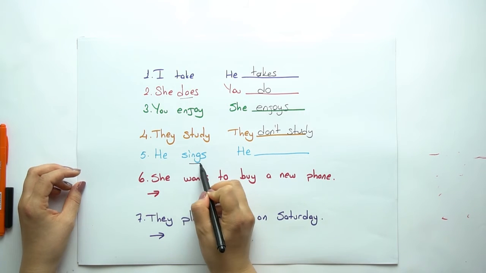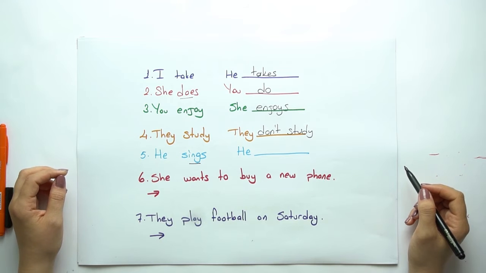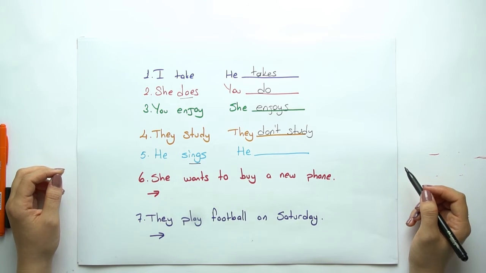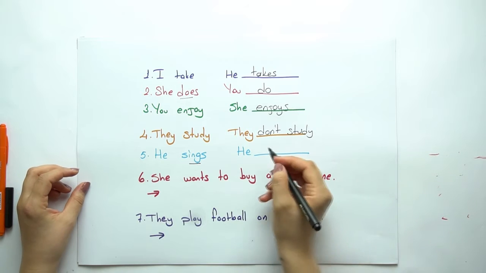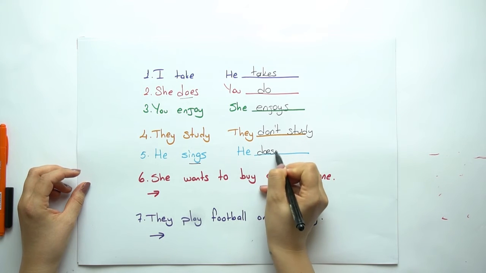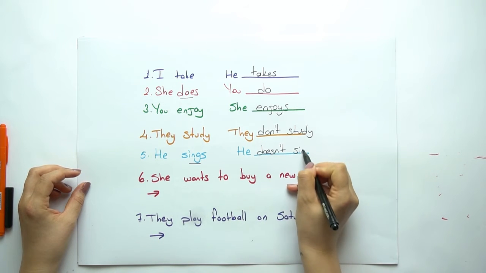Next one is he sings. We always use doesn't with he, she and it subject pronouns. So we say he doesn't sing.